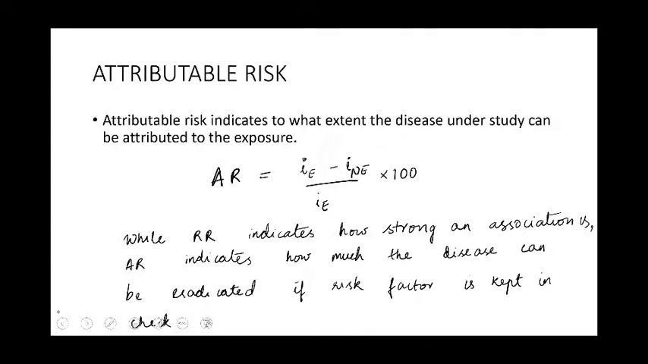It is important to calculate attributable risk because even in the patients who are exposed to the risk factor, the risk which exists in the patients who are not exposed to the risk factor also exists. So once we negate that risk, it shows the actual risk which is associated only with the risk factor. And hence it also shows how much the disease can be reduced if the risk factor is kept in check.